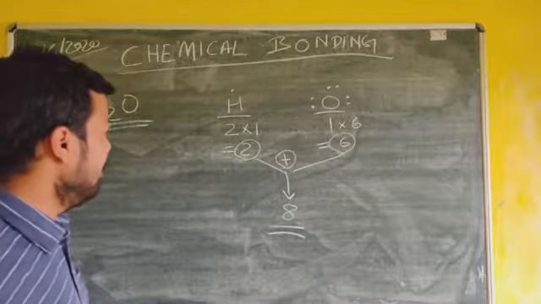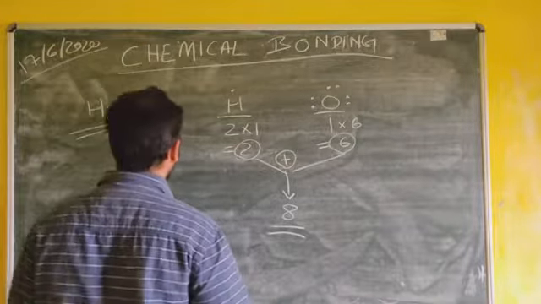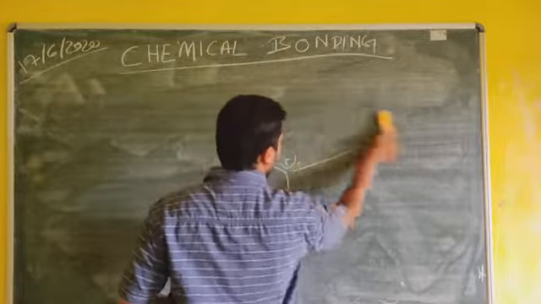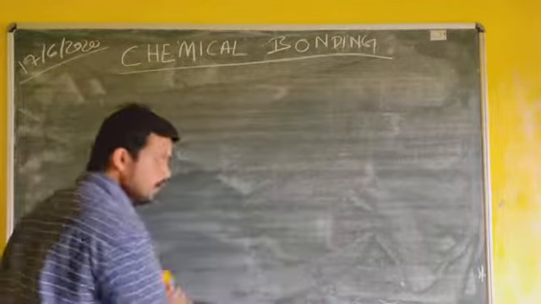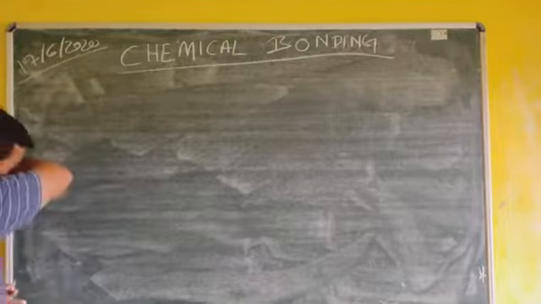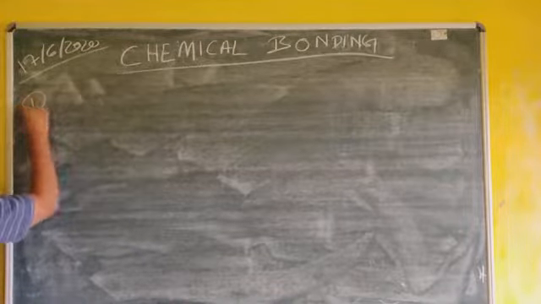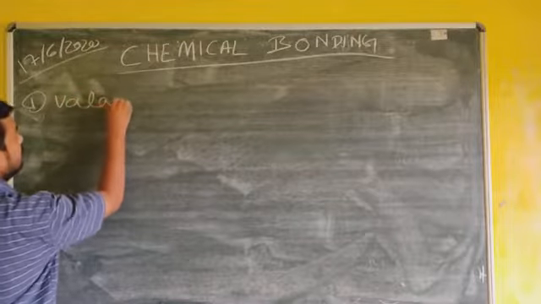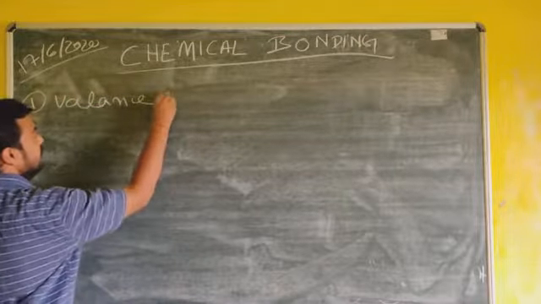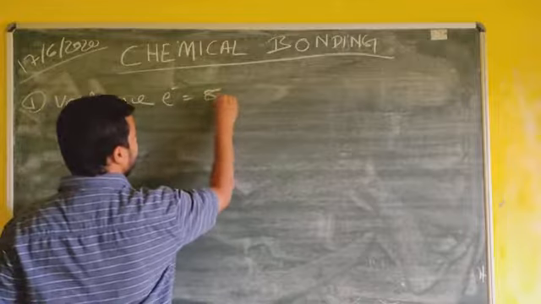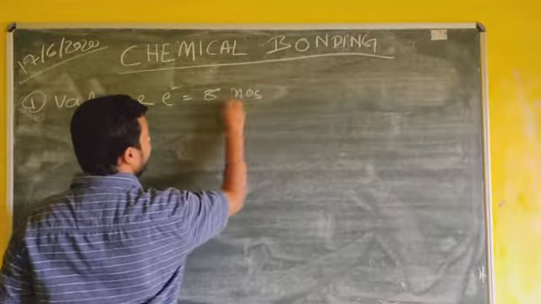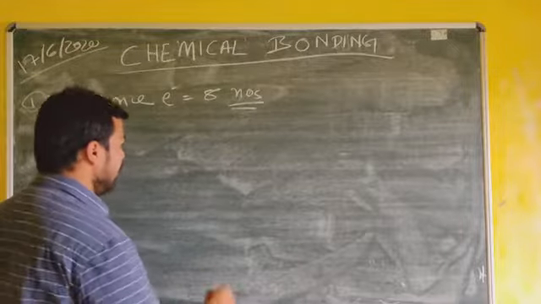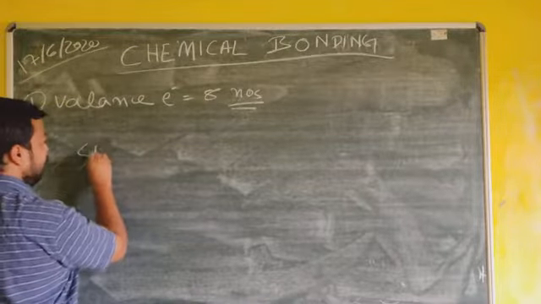So this is the first step, and the next step is finding out the central atom. So now we know that valence electrons are 8 in number. Now we have to find out the step 2.